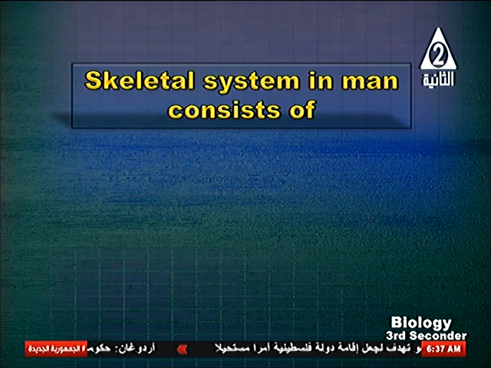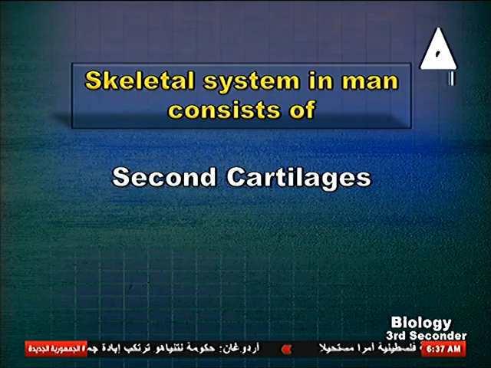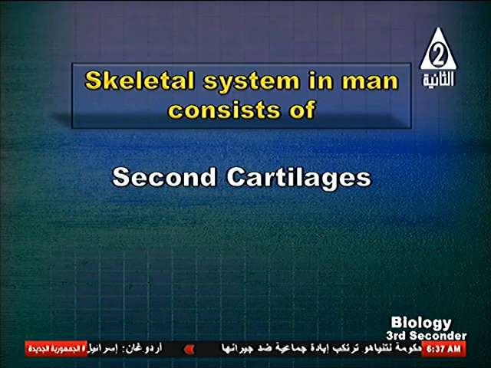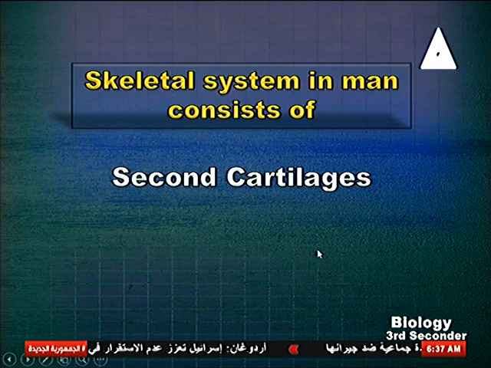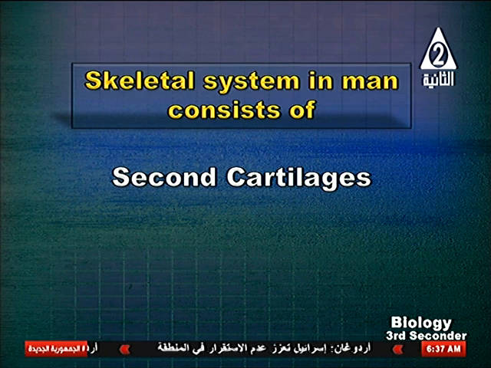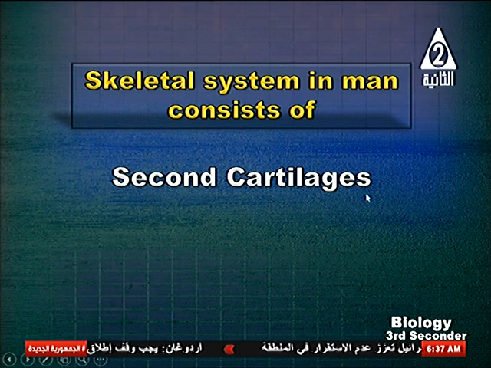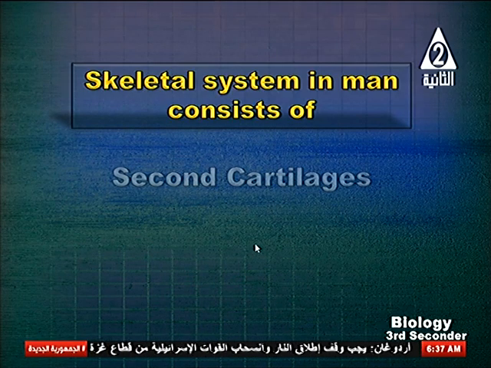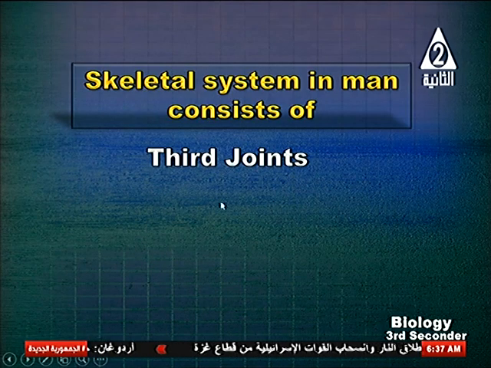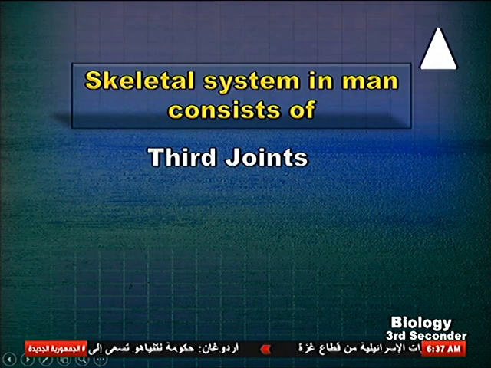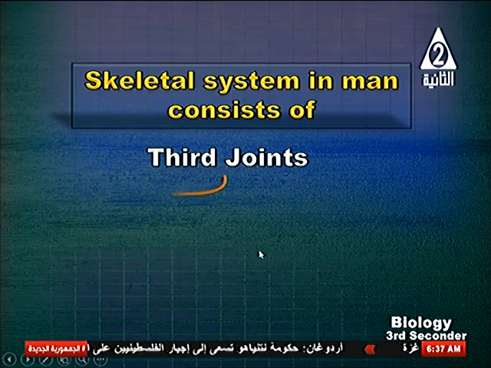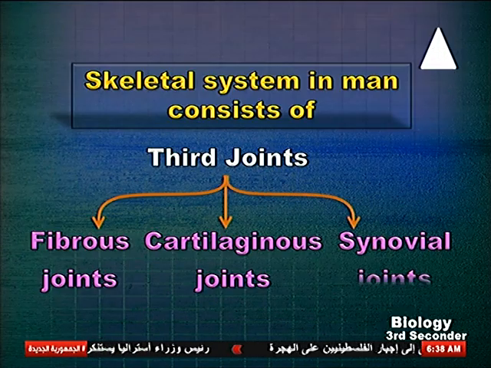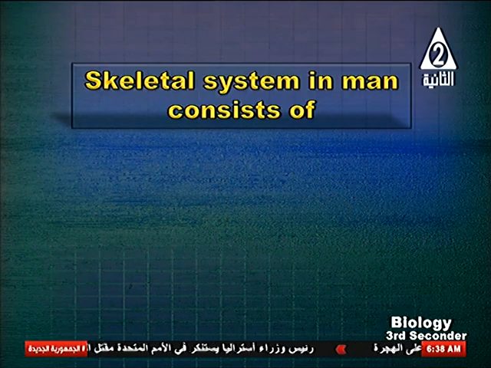This is the skeleton. When a bone touches or meets another bone, it forms joints, but the friction between bones harms bones, so we need cartilage to cover and protect some parts of bones during friction. Also, as I said, when a bone meets another bone it forms joints. Joints are of three types: fibrous joints, cartilaginous joints, and synovial joints. We will study them later.